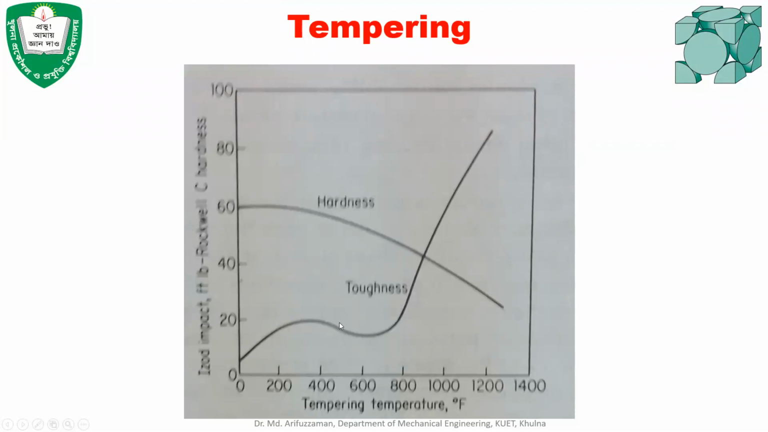Okay, so this is the diagram where you can get the information on what the tempering temperature should be to obtain what hardness or what toughness. Okay, any question?